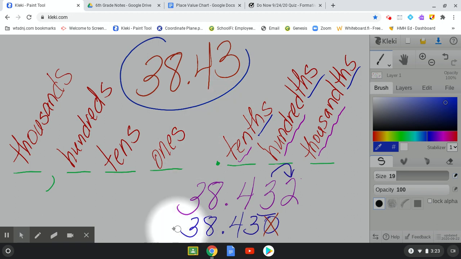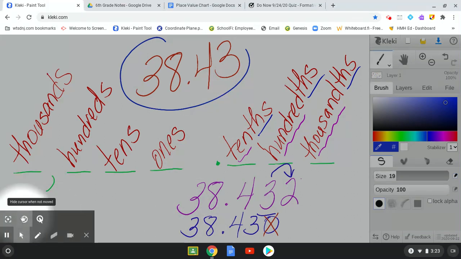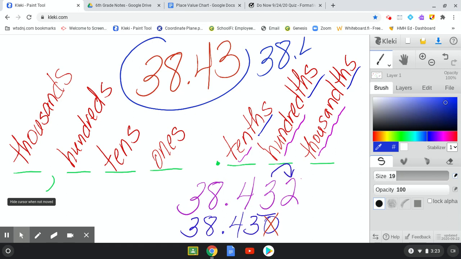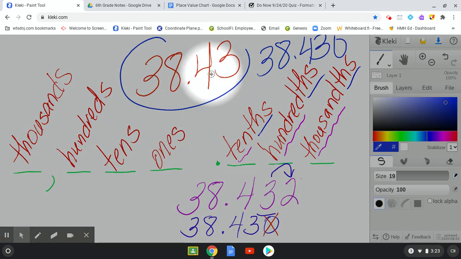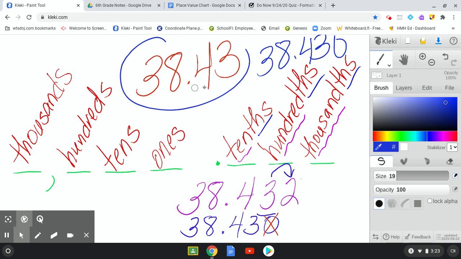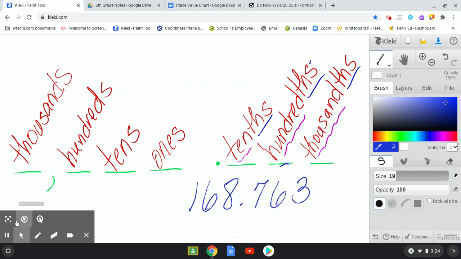Okay. Now, these two numbers are the same. 38.430 and 38.43 have the same value. You say them differently. This is 38 and 43 hundredths. This one is 38 and 430 thousandths. You say them differently, but they have the same value. They are equal to each other. You just don't need that 0 at the end. Okay?